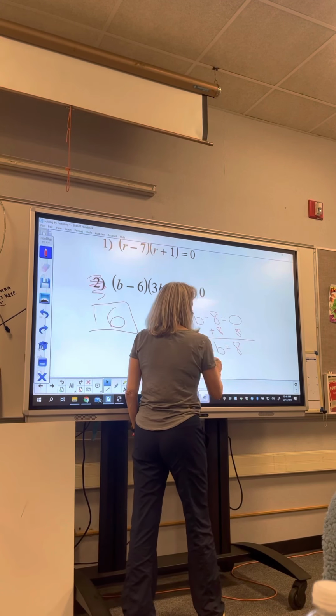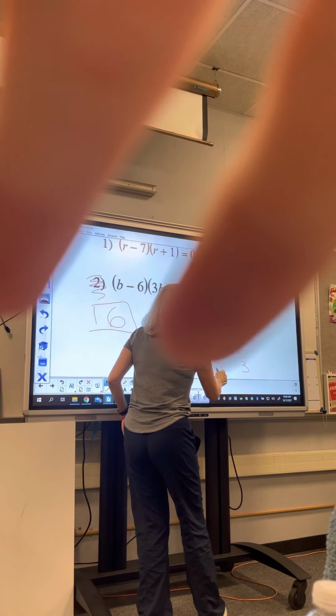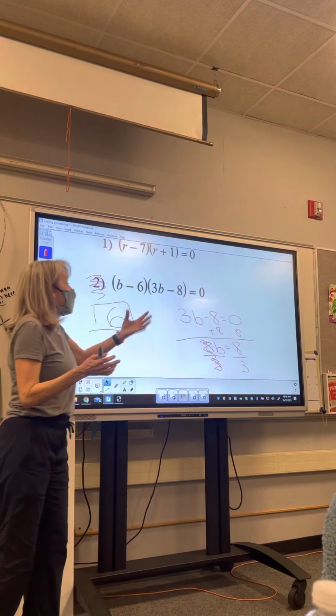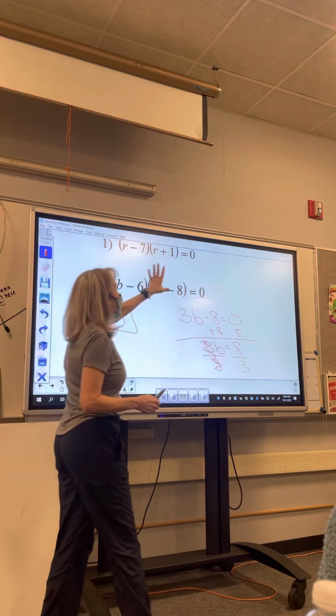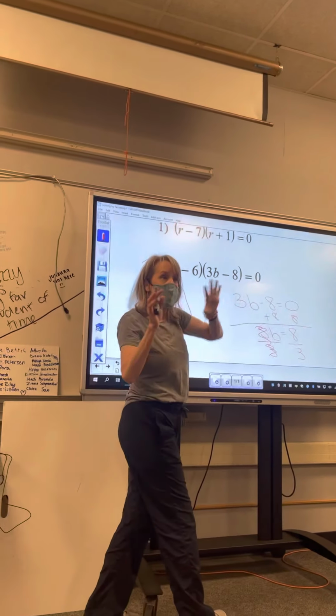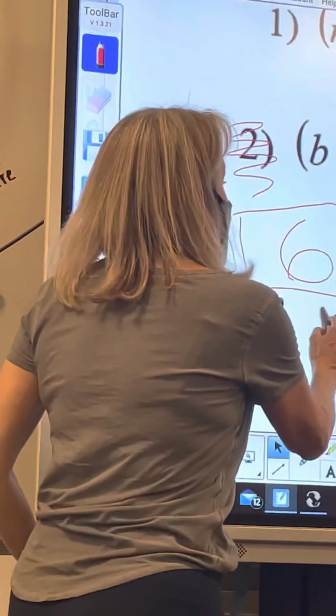I'm just going to do it because I hate your shortcuts. That confuses me. So, it didn't work. If I plugged in 8 over 3, it would make this whole thing disappear. So one of my answers is 6. One of them is 8 over 3.